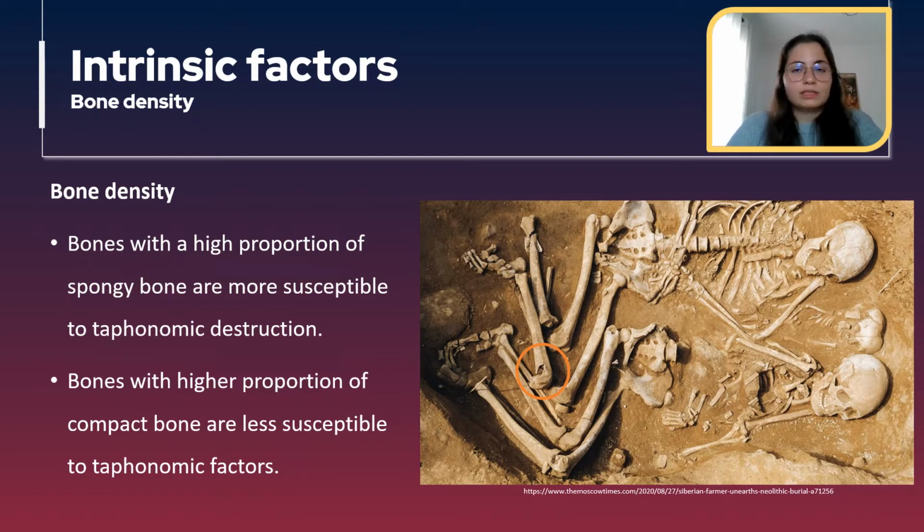For example, in the long bones, the diaphysis is usually better preserved than the epiphysis, because the diaphysis is mainly compact bone and the epiphysis spongy bone. As you can see in this image here, you see this tibia and you see that the diaphysis is very well preserved. But if you look at this part of the bone, that is the epiphysis, you see that it is damaged.